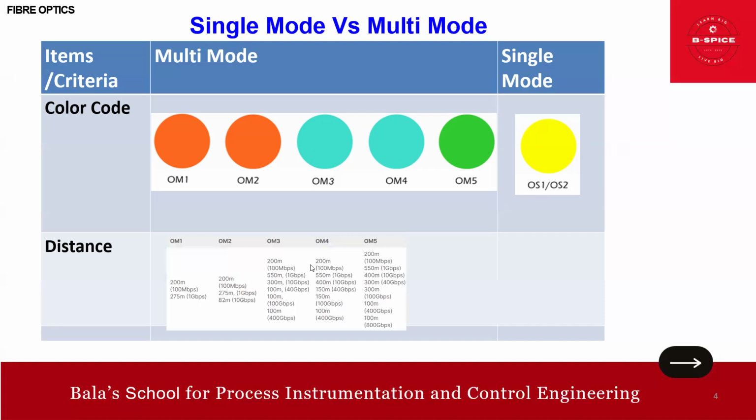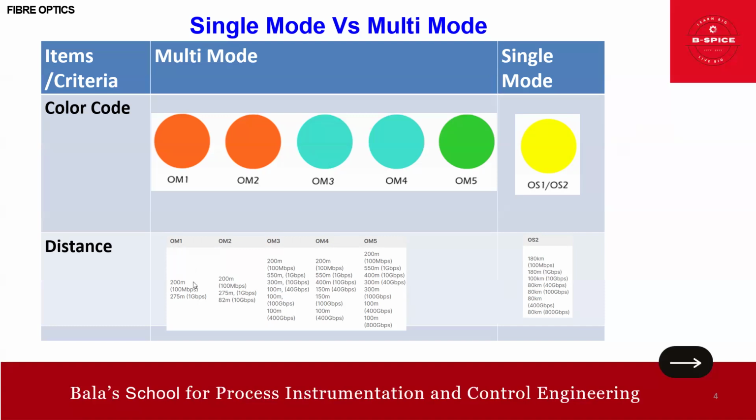Then the distance. Due to the lower attenuation and mode dispersion, single mode provides a much longer transmit distance than multi-mode. As you can see here, 180 kilometer at 100 Mbps, 100 kilometer at 1 Gbps, 80 kilometer at 10 Gbps, 80 kilometer at 40 Gbps, 80 kilometer at 100 Gbps, 80 kilometer at 400 Gbps, and 80 kilometer at 800 Gbps. See the distance. As the distance reduces, the speed also increases. That's about single mode.